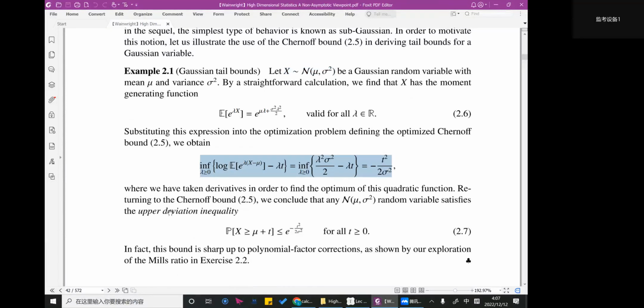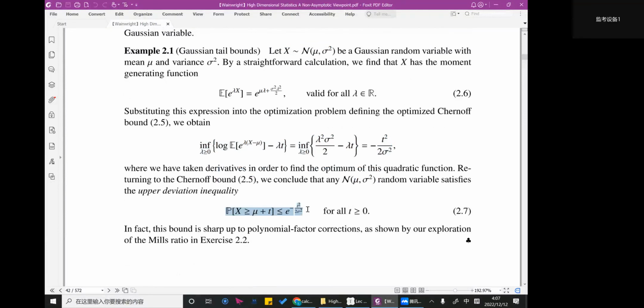So the upper deviation inequality looks like this. The probability that the random variable x is larger than its mean value plus some positive t must be less than this.